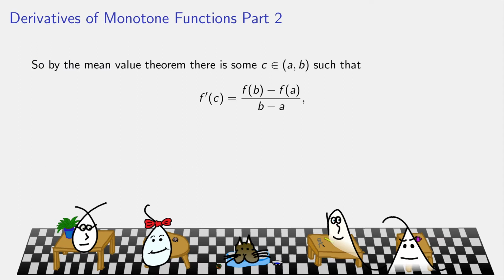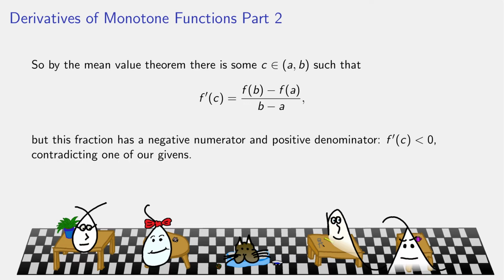By the mean value theorem, there must therefore be some point in between a and b where the derivative is f of b minus f of a over b minus a. But b was larger than a, so the denominator is positive, but f of b was smaller than f of a, so the numerator is negative. So overall, we found a place where the derivative is negative, which contradicts our given that it never is.